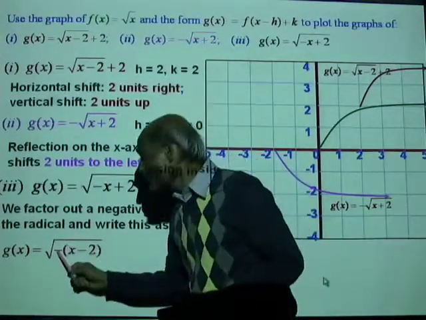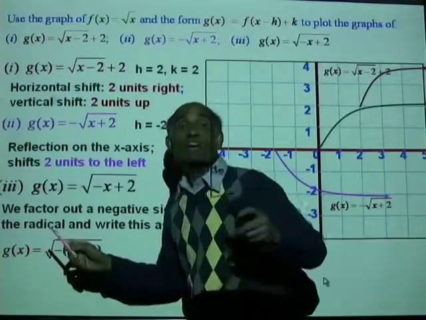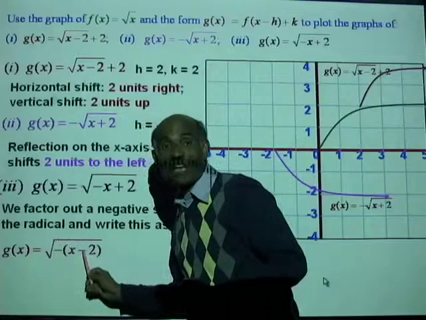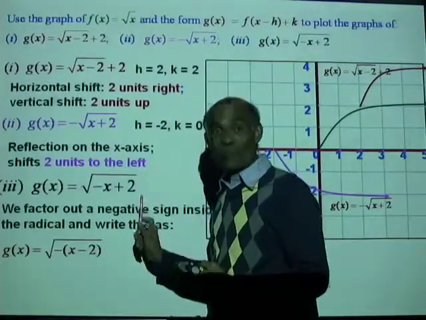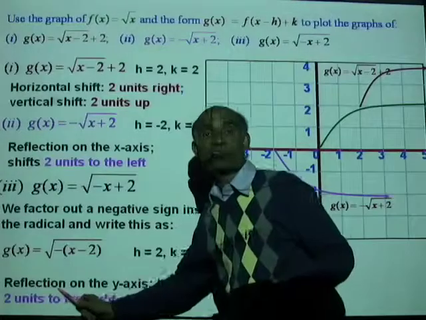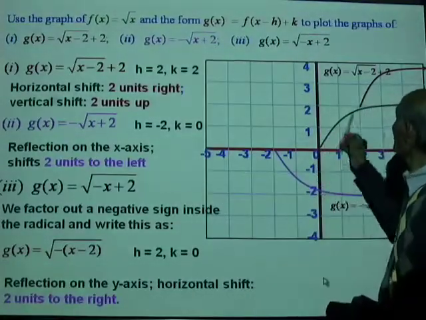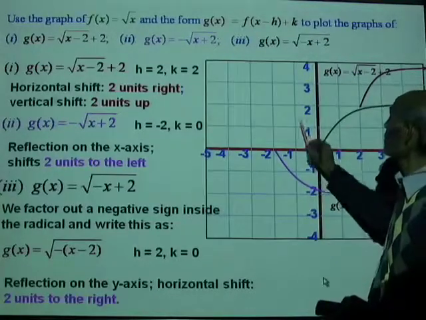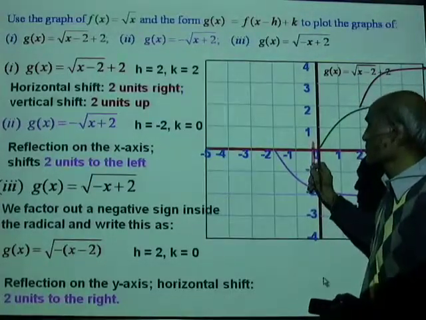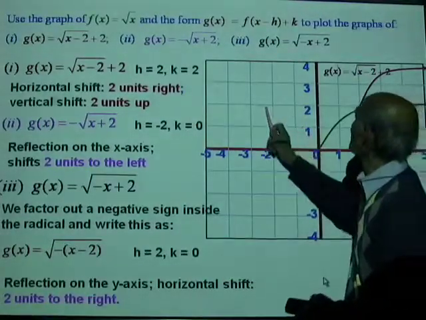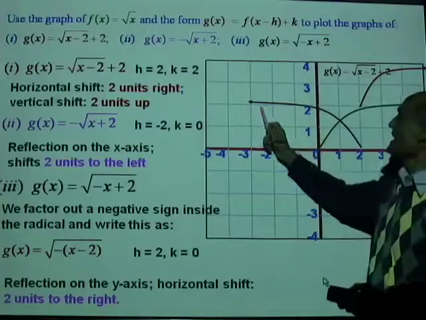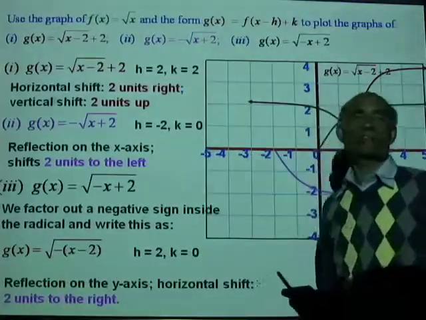In other words, what is the role of this negative? That is f of negative x, reflection on the y-axis. So here we have a reflection on the y-axis and a shift of 2 units to the right, h equal to positive 2, k equal to 0. Can you reflect this on the y-axis? When you reflect it, it will look like this. Follow my marker. Then shift it 2 units to the right. There you are. So there is the graph of g of x is square root of negative x minus 2.